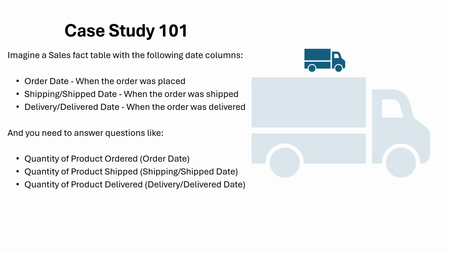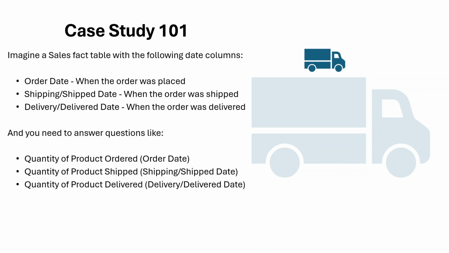Okay, now let's look at the case study here. We have case study 101. In case study 101, we have a sales table. The sales table has three important date columns: the order date that tells us when the order was placed, the shipping date that tells us when the order was shipped, and the delivery date that tells us when the order was delivered.